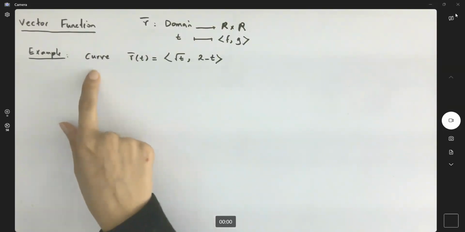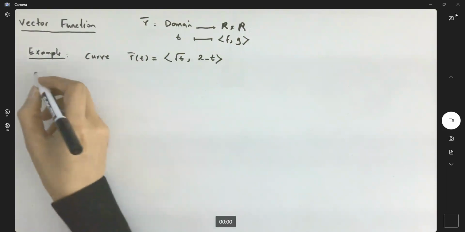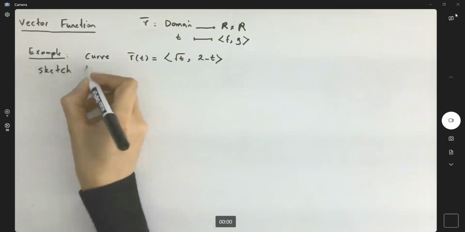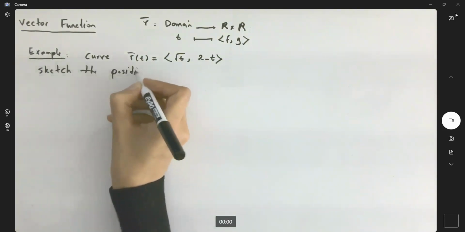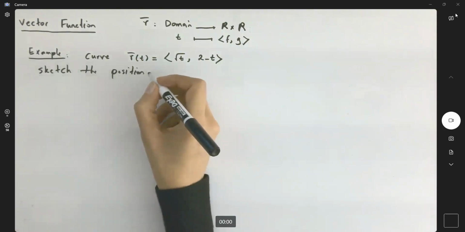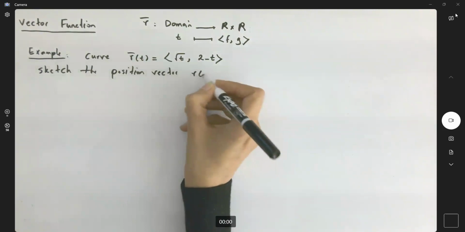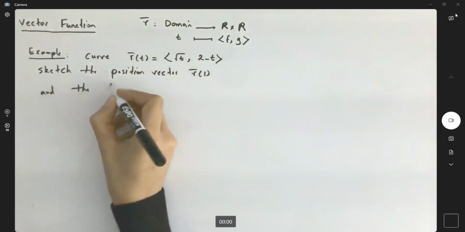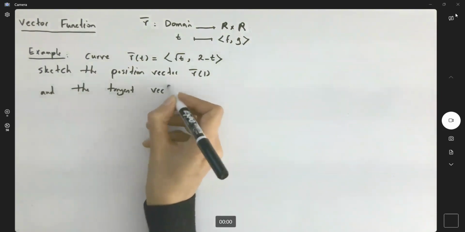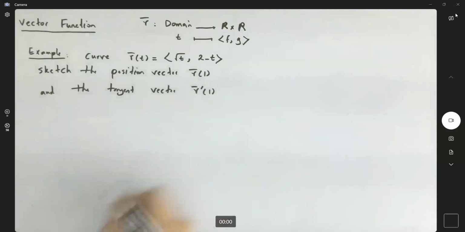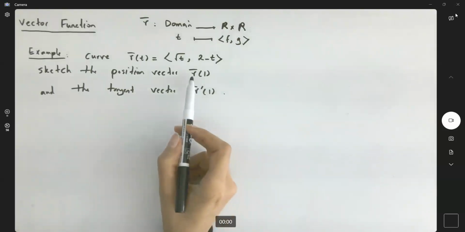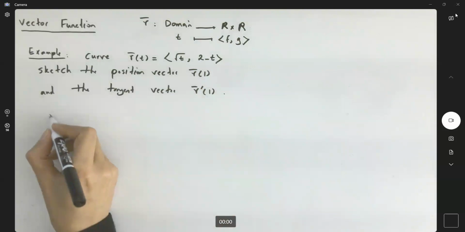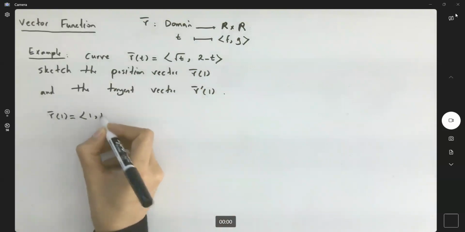Go back to the curve that we have as a vector function, and the question says, now sketch the position vector R1 and also the tangent vector R prime 1. We saw that to find the position vector R1, just need to plug in 1 into the vector function, which gives us 1 and 1.